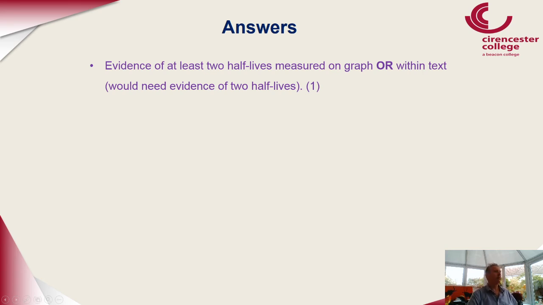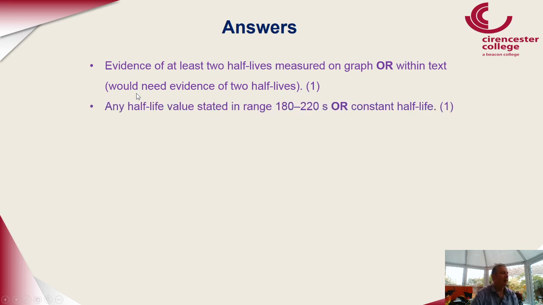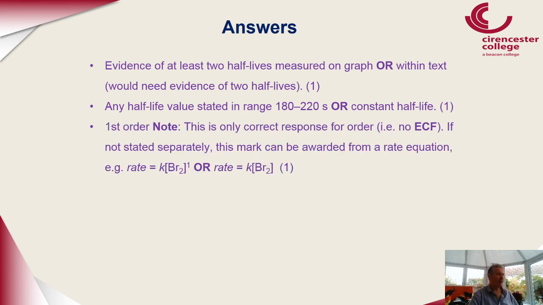Okay, so 2 half-lives measured. Evidence of 2 half-lives is points, but really I would say 3. Any half-life stating, so we said 200, which is smack in the middle, or saying a constant half-life. Therefore, you can state it's first order. That is the only correct response. If you didn't get the half-life to be 200, or within that range, and say it's the same at each time, then you would be wrong.